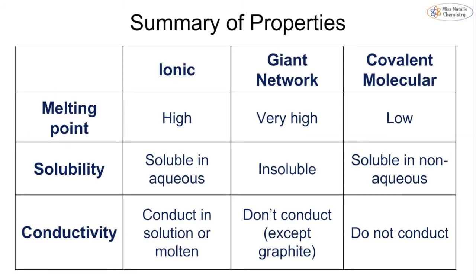So now we can summarise all of our properties for melting point and boiling point, solubility and conductivity for our ionic, our giant network, and our covalent molecular. And this is extremely important, and I strongly suggest that you memorise this, and you should be able to explain why each of these exists, in particular the melting and the boiling point and conductivity. For solubility, you just simply need to know the patterns, so which ones are soluble and which ones are not. But for the others, you have to be able to explain them.